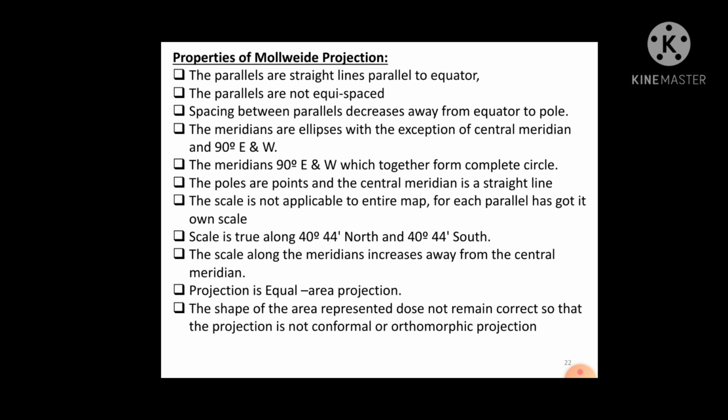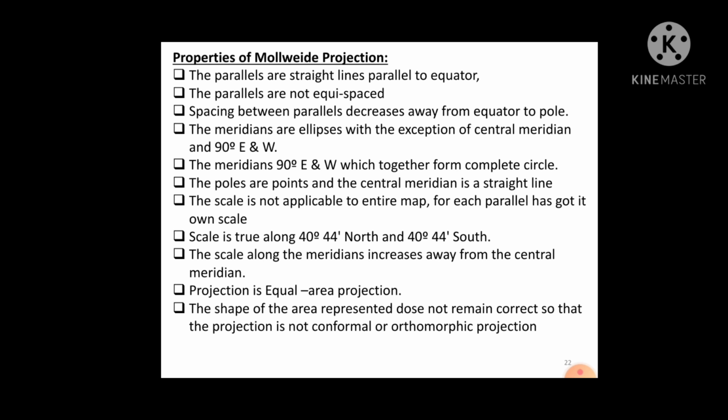So there are some properties you can read and understand, but I'll just read them out for you. The properties of this projection are like this. First, the parallels are straight lines and parallel to the equator. The parallels are not equispaced, because the space between the parallels decreases toward both poles. The spacing between the parallels decreases away from the equator to the pole, as I told you.